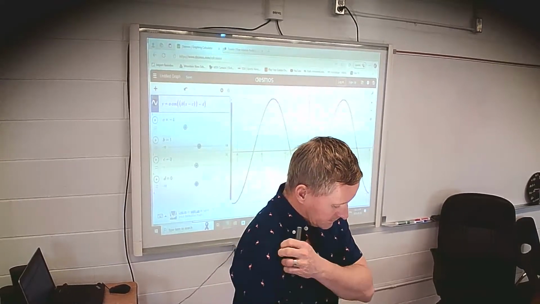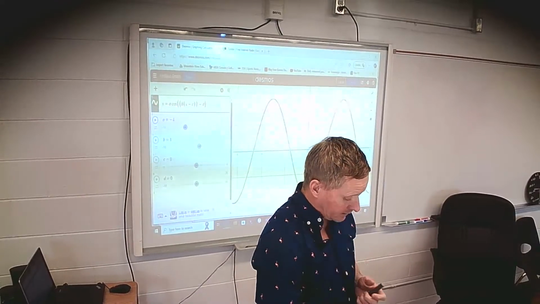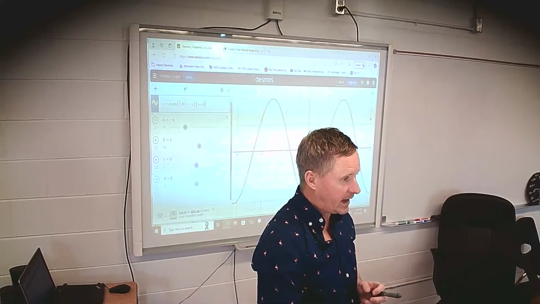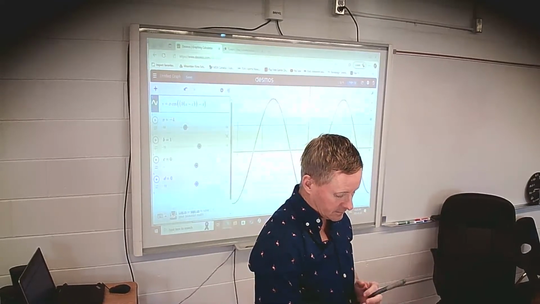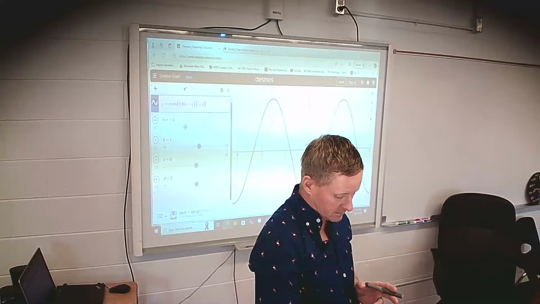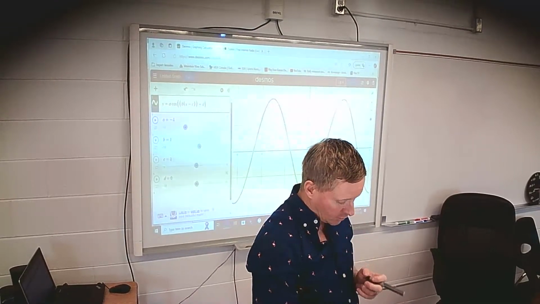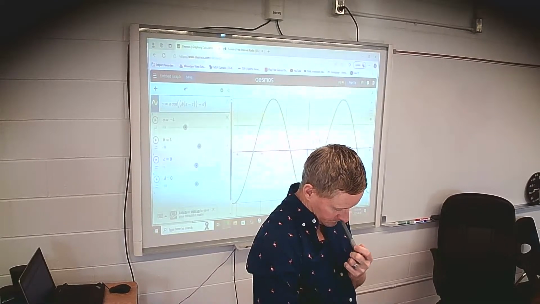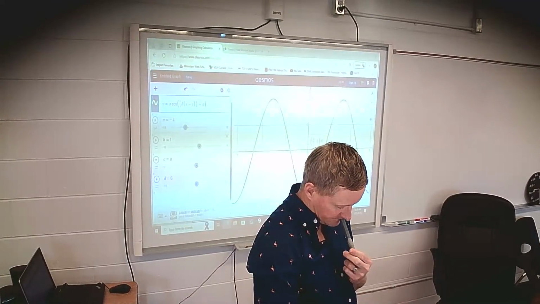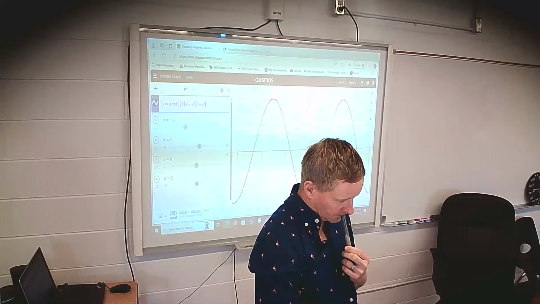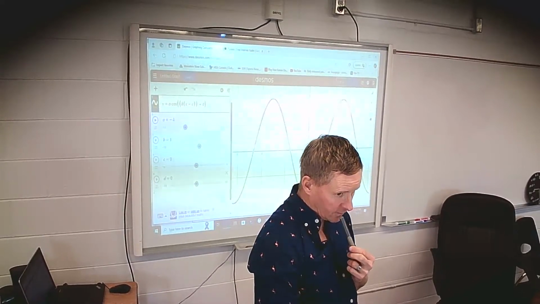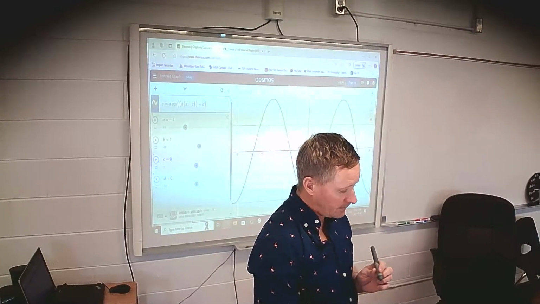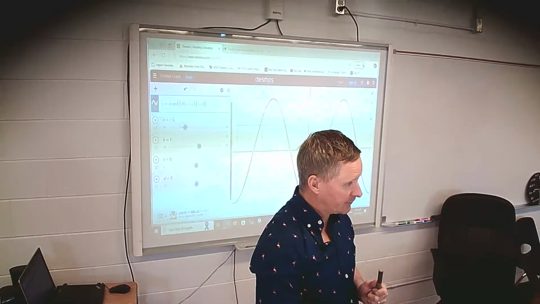Let's do page 152. Let's start that together. What's the amplitude? 1a. Amplitude. 2. B. 1/4. C. 5. D. 3. Amplitude is the maximum displacement. It's an absolute value. So it is 3. The a value is negative 3.